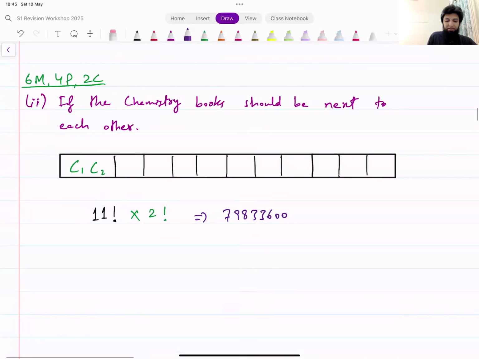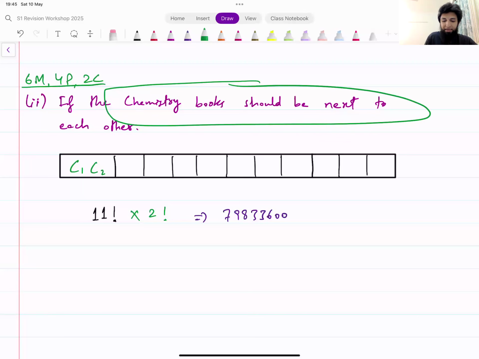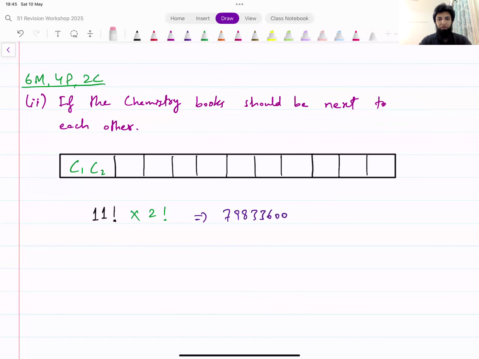For example, you had 6 math books, 4 physics books, 2 chemistry books. If you want the chemistry books to be next to each other, so chemistry books should be together, they should be next to each other. Now, how do you handle that condition? So you had 12 boxes initially, right? You had 12 boxes like this. If you want the chemistry books to be together, the way to handle this is you merge 2 boxes and put the chemistry books in that single box so that the chemistry books would move together. They would not be separated, right?